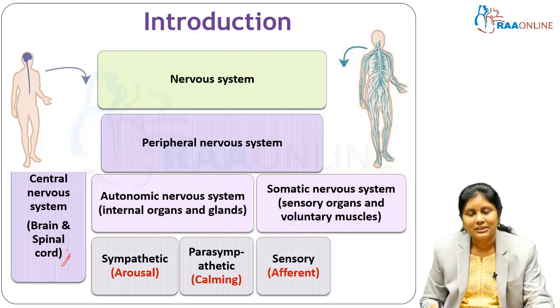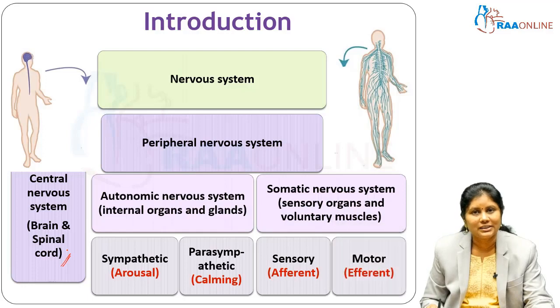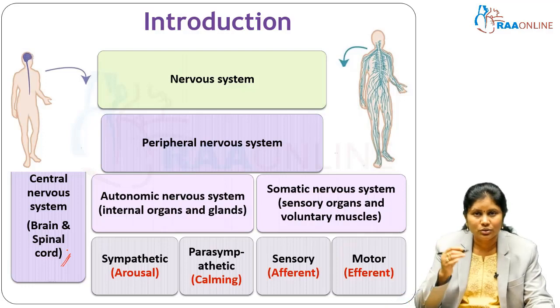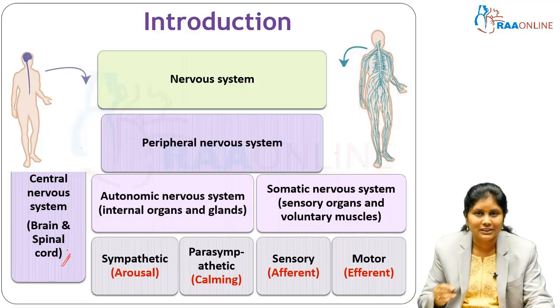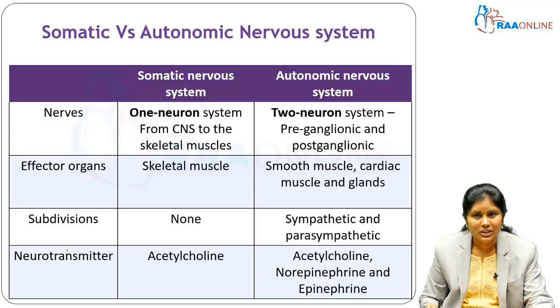Somatic nervous system is again classified into sensory system and motor system. Sensory system is otherwise called as afferent system, which is responsible for carrying different sensations to the brain, and motor system is also called as efferent system, which is actually giving all the commands as a result of this sensory stimulation. So that is about the nervous system organization in general, and we'll see the difference between the somatic and the autonomic nervous system.